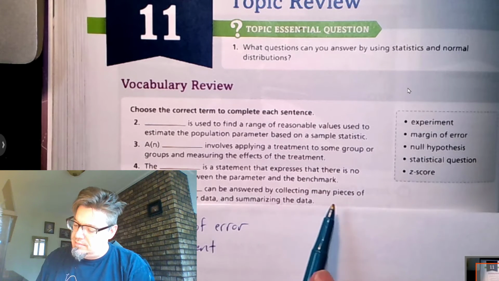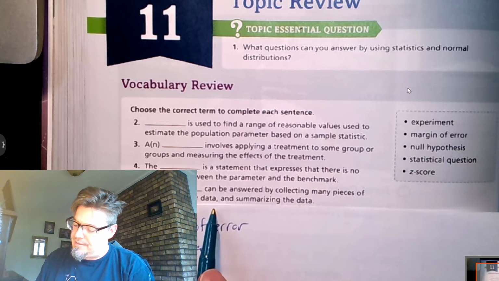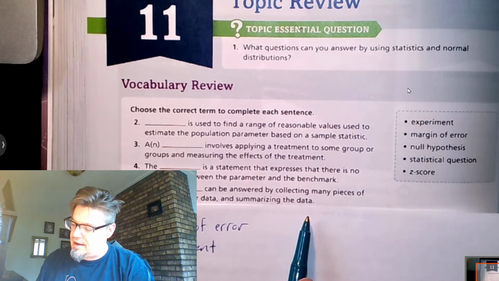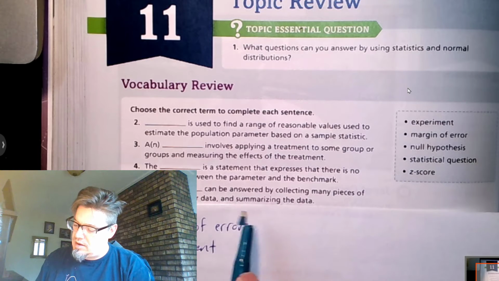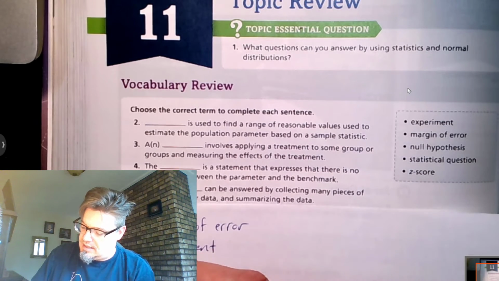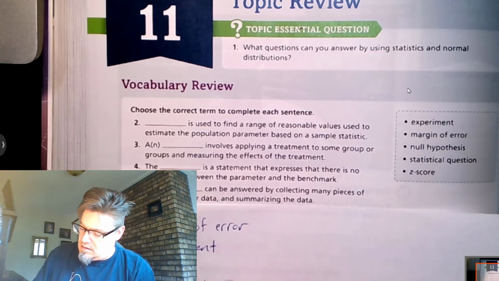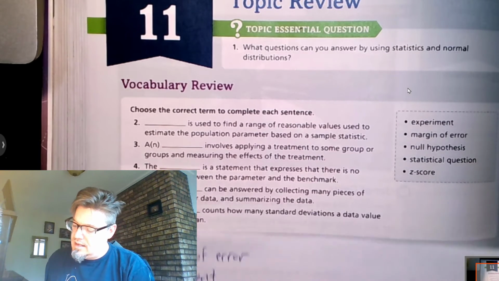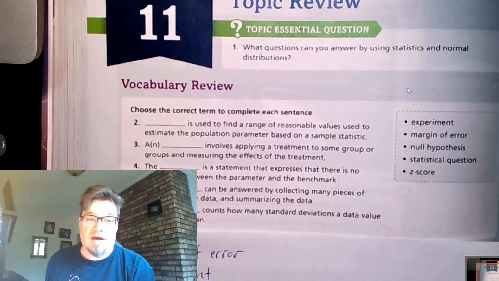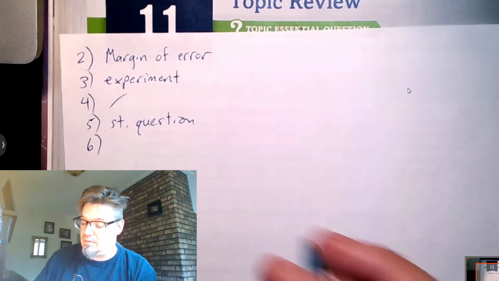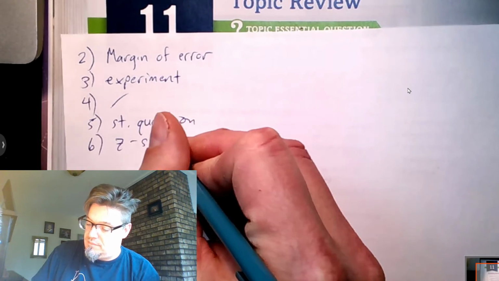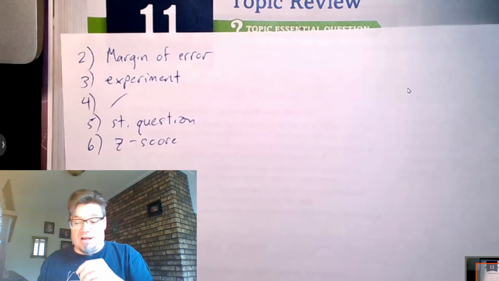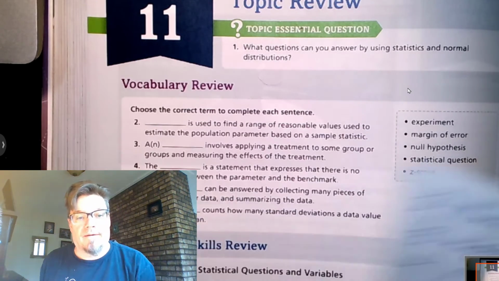Blank can be answered by collecting many pieces of information or data and summarizing the data. Okay, so what can be answered is a statistical question. All right, and then 6, a blank counts how many standard deviations a data value is from the mean, and that's exactly what a z-score is. Okay, remember a z-score of 0 means you actually are the mean.